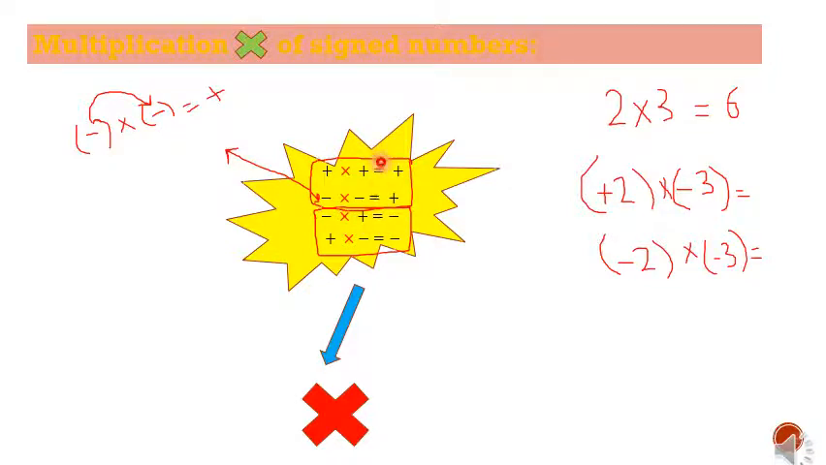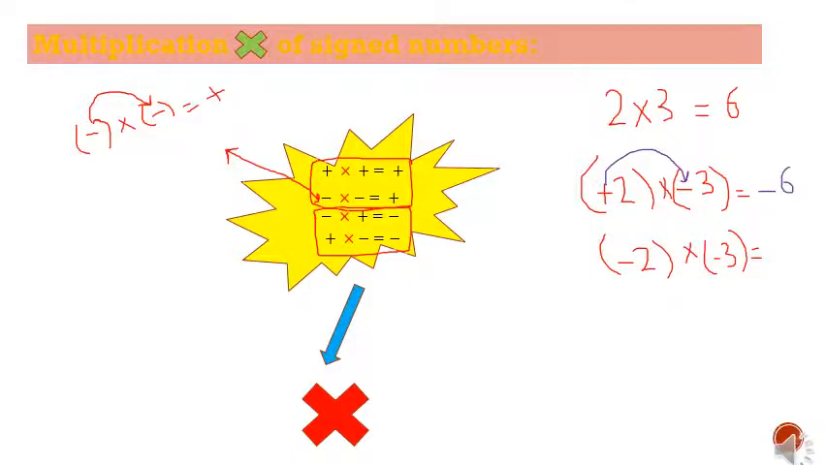So we have two rules. The first one will give me positive when the two numbers have the same sign. The second rule will give me negative when the two signed numbers have different signs. So now we are ready to find the sign of these two examples. Positive 2 times negative 3, we have different signs. Plus times minus is minus, and I know already 2 times 3 is equal to 6.